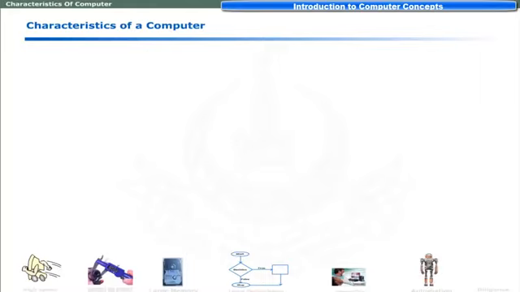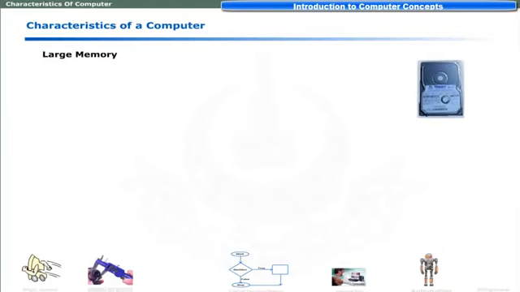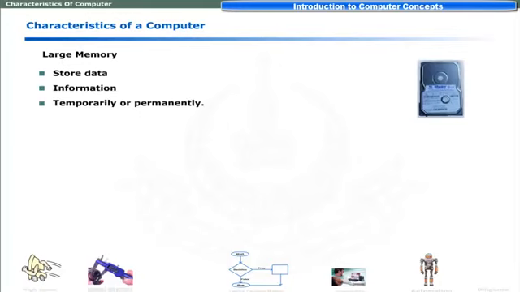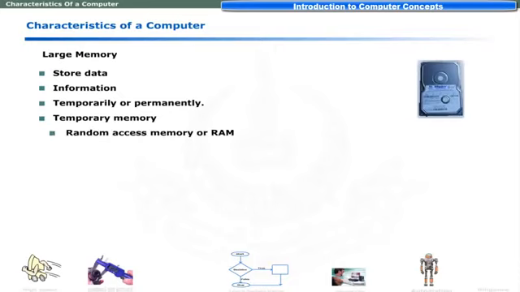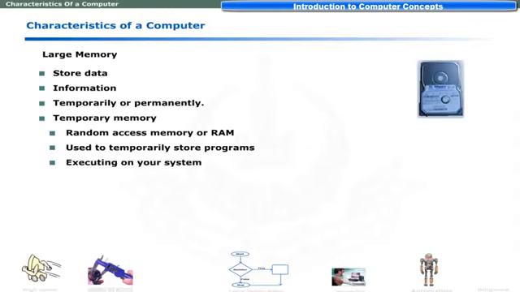Dear learners, another feature of computer is its large memory. Computer memory is used to store data and information temporarily or permanently. Temporary memory is normally referred to as random access memory. This is used to temporarily store programs that are currently executing on your system. The contents of RAM are erased when the power is off.